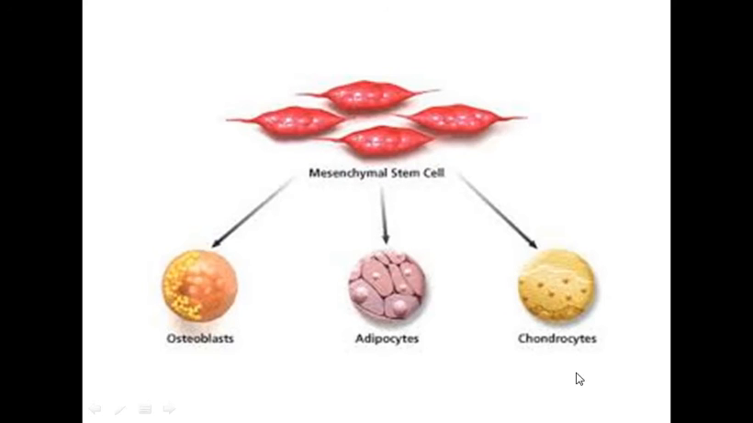Right? This is how the mesenchymal stem cells appear, and this is how it will transform into any cell type which is needed. So chondrocytes and osteoblasts are not in context to our lecture today. Here is the picture of adipocytes.